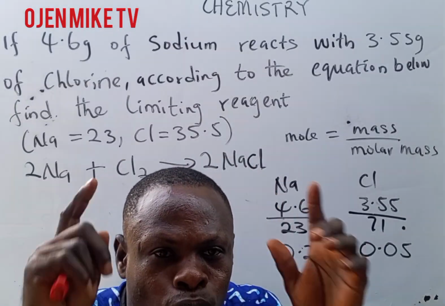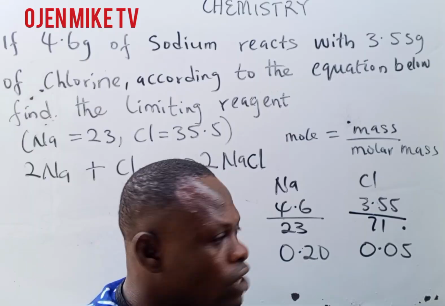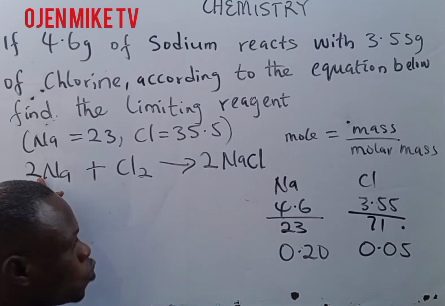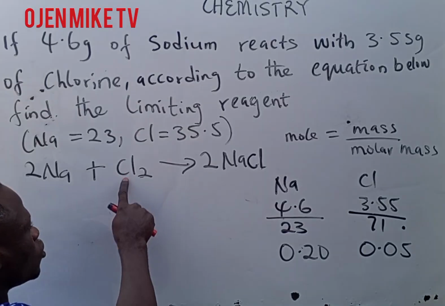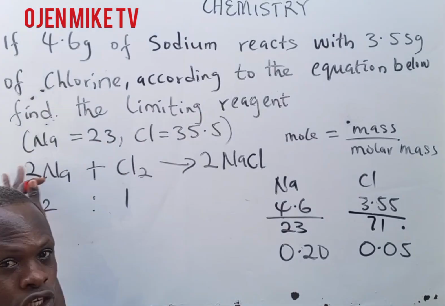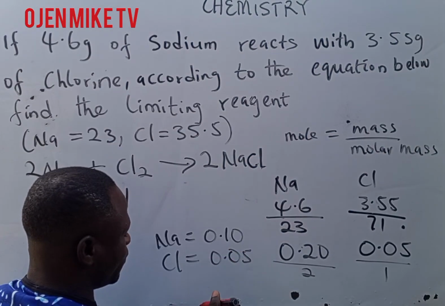The next step is to divide by their coefficient. What are their coefficients? Sodium here has 2. Chlorine has nothing written, so chlorine here is 1. This is 2 and this is 1. I'm talking about their ratio, 2 is to 1. So you divide it, and you get 0.05.